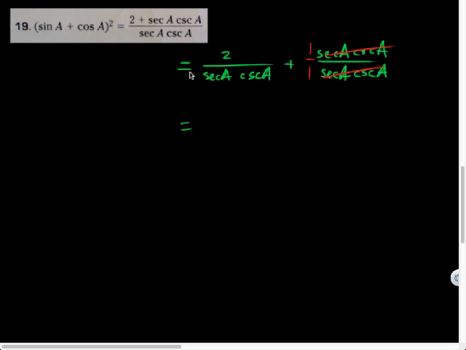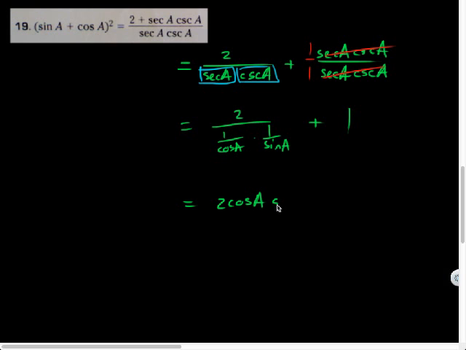And then here, I'm thinking sec A, cosec A. I think I'm going to replace these with their reciprocal counterparts. So that's going to be 2 over 1 over cos A times 1 over sine A, and then plus 1. And I don't know if you guys realize this, I can multiply by the reciprocals of these guys, and I'll get 2 cos A sine A, or sine A cos A, if you want to work in the other order, plus 1.